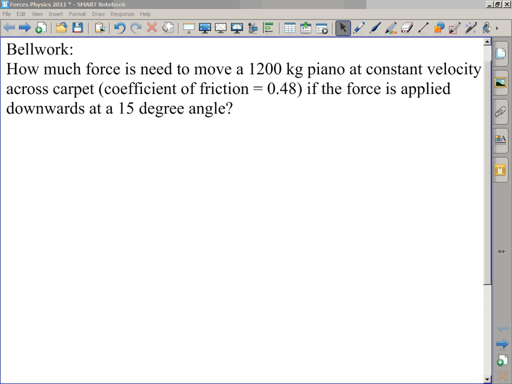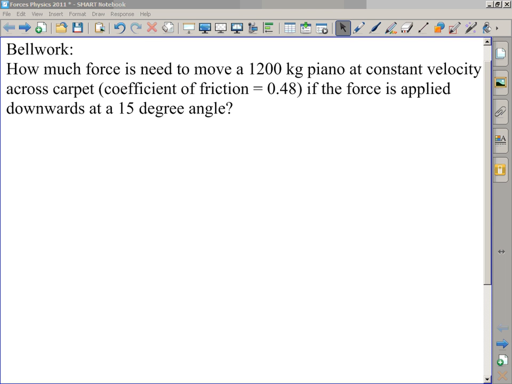I give you a coefficient of friction. Force is applied downwards at a 15-degree angle. Now, whenever you're moving a big piano, I hope you don't push with any angle. Naturally, you're going to be a little bit taller, and so you're going to want to push with an angle. But whenever you encounter something really, really heavy, what do you do? You get down with it, parallel, and you push that way.